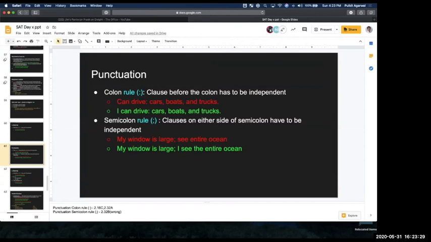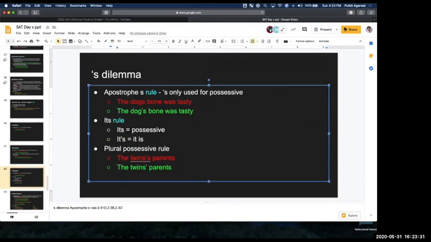Okay, and then let's do some new ones. So today we're going to do two new ones on its dilemma. The first is its rule. Its is special because if you remember the apostrophe S rule, apostrophe S is for possessive. So the dog's bone here is because the bone belongs to the dog. That's why it's apostrophe S. However, it's with an apostrophe is when it is joining it and is. But when it's possessive, then there's no apostrophe. So it's actually an exception.